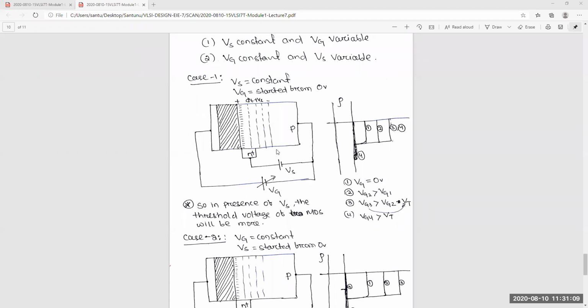So in presence of Vs, the threshold voltage required is more, means more voltage is required to create an inversion region at this interface, compared to when Vs is equal to 0. Because when Vs increases, our inversion charges generally decrease. So to create those inversion charges, we have to give more threshold voltage, more gate to substrate voltage.